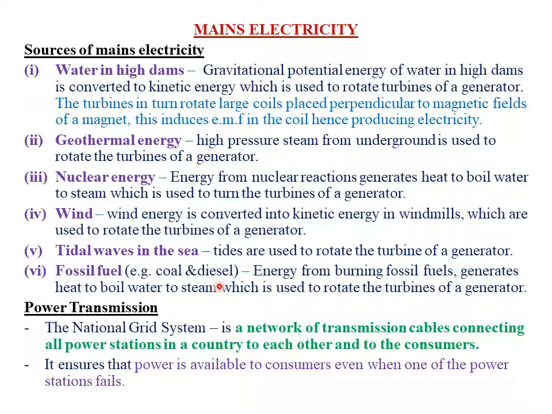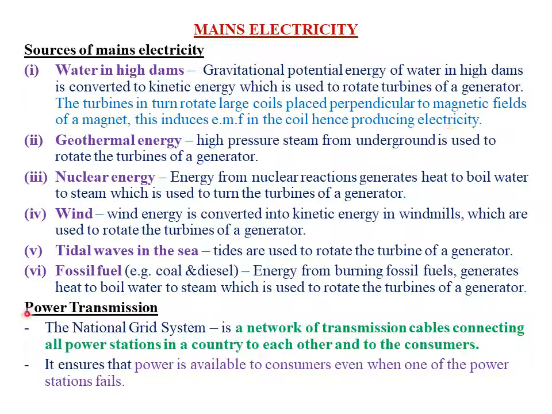So the steam under very high pressure is used to rotate the turbines of the generator, which in turn, we know that the turbines are connected in such a way that they will rotate large coils placed perpendicular to the magnetic fields of the magnet. Of course, this induces EMF in the coil, hence producing electricity.